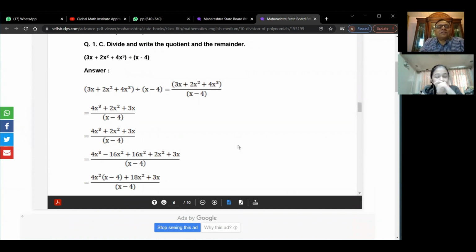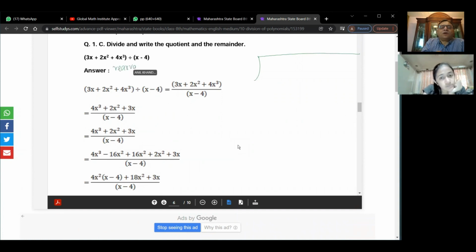Now, how will you do this question? This time we have to divide 3x plus 2x squared plus 4x cubed by x minus 4. So what should be your first step? Normal dividing. You have to rearrange. You see, we have to rearrange in this case.